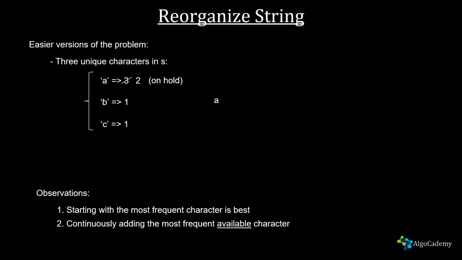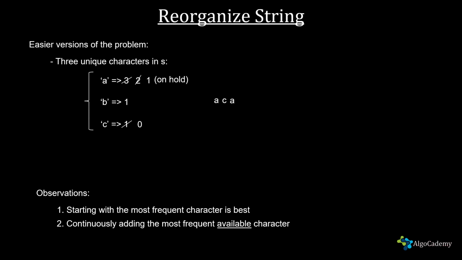So in this example, we put A on hold and now we have B and C. Which is the most frequent? Well, both of them are. Let's say we are using a C. We add a C and now the C is on hold. We can't use it at the next step and we have to see which one of A or B is the most frequent character. And it's A. We use an A, decrement its number of occurrences, and now put A on hold.